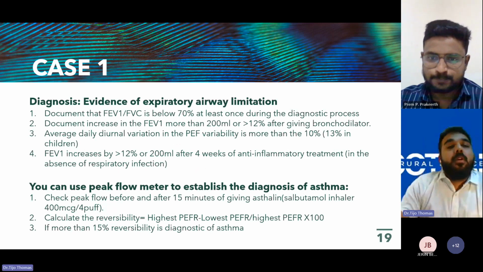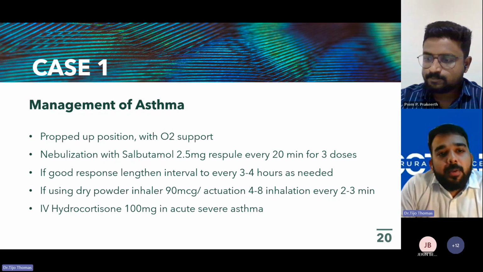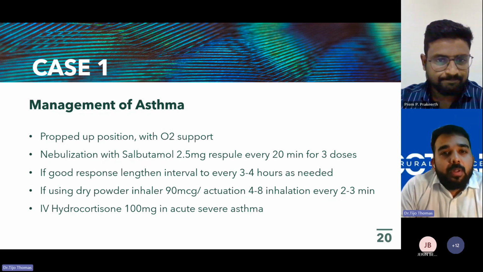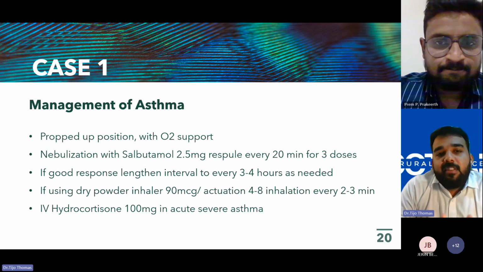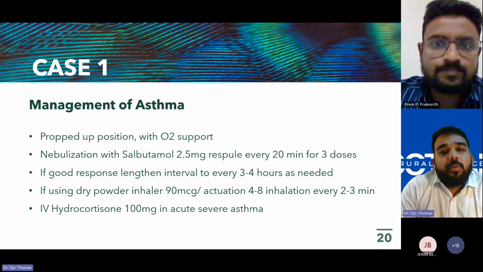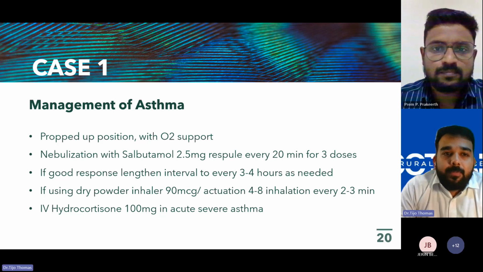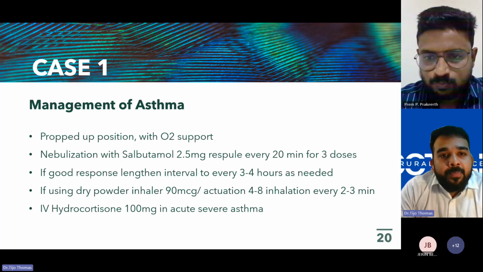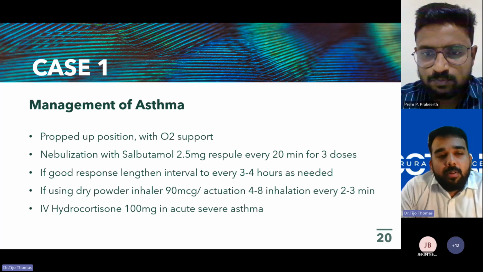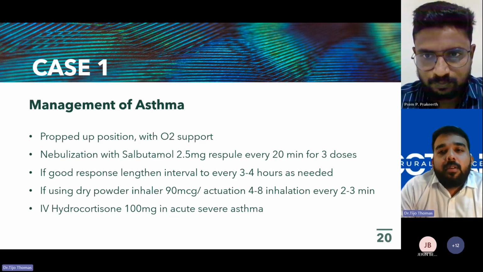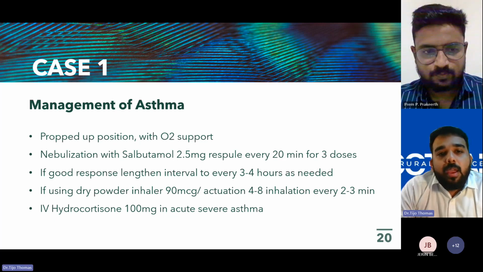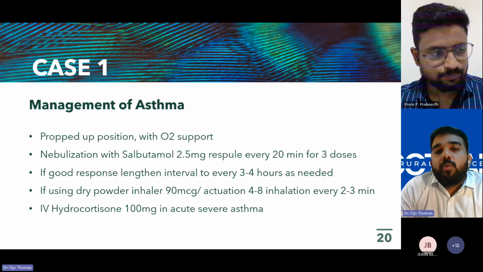Going to the management, we'll be giving oxygen support and predominantly we'll be giving nebulizations. Nebulization with salbutamol is the primary choice. We can give one respule every 20 minutes for up to 3 doses. If there's good response, we can increase the interval to 3 to 4 hours. And if the patient only has salbutamol inhalers with them, they can use the inhaled salbutamol, one actuation and 4 to 8 inhalations every 2 to 3 minutes.